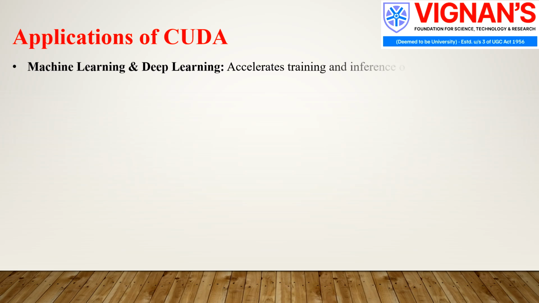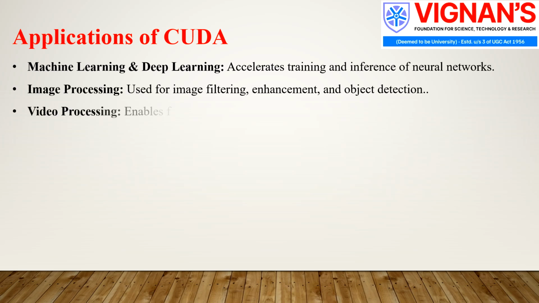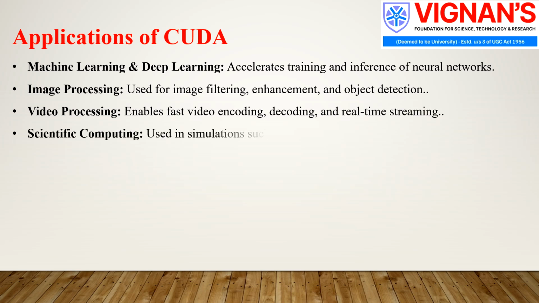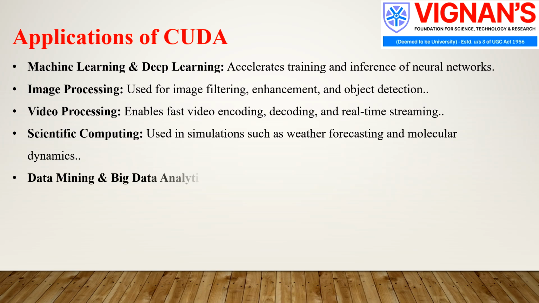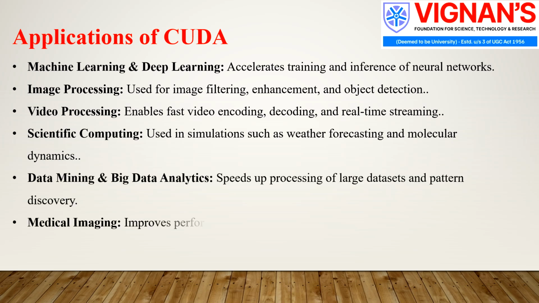CUDA is used in many areas. It speeds up machine learning and deep learning tasks. It helps with image and video processing, like filtering and streaming. CUDA supports scientific simulations, such as weather forecasting. It also boosts data mining and big data analysis. And it improves medical imaging like MRI and CT scans.